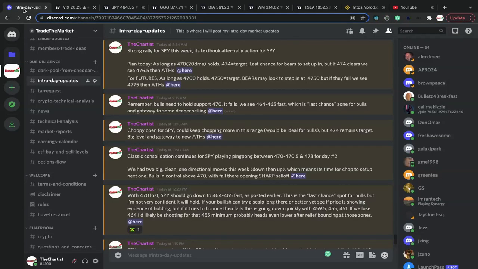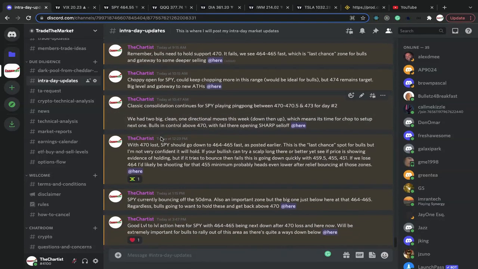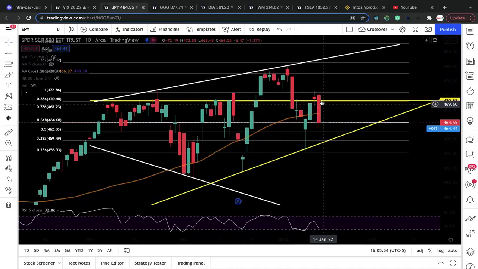And of course, I wrote in my Discord, letting them know we're going to get a sharp sell-off if 470 is lost. We got the sharp sell-off from resistance to support. The first support that it hit was 468, and it bounced a little bit, and then it went down to the 50-day moving average, which was around 466, 467. It bounced a little bit, and then it broke that.